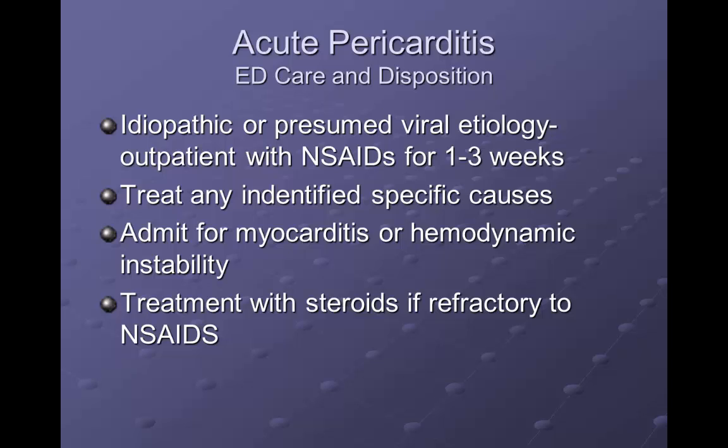So, how do we treat pericarditis? Remember that pericarditis most commonly is idiopathic, or presumed to be, with the most common etiology being viral. So the most common treatment for pericarditis will be an anti-inflammatory for 1 to 3 weeks.